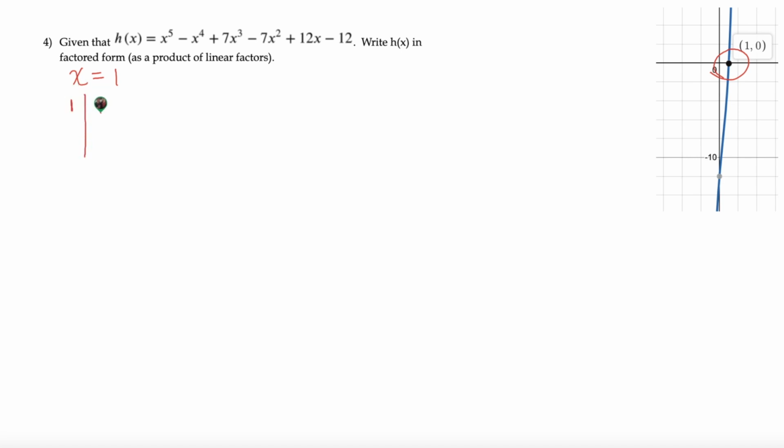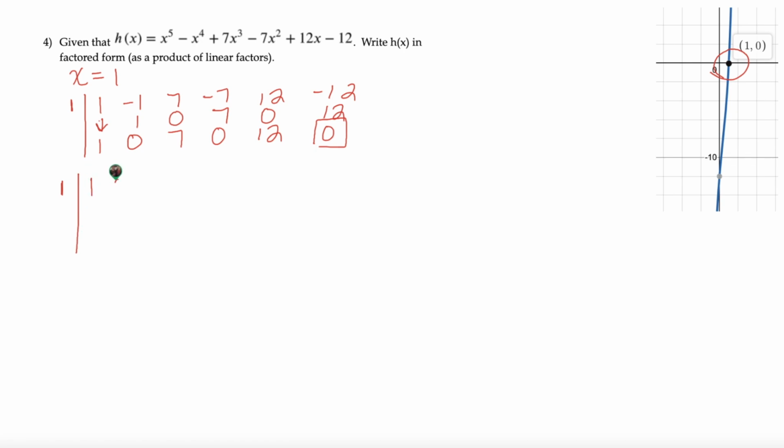And then I'm going to find a reduced polynomial. 1, negative 1, 7, negative 7, 12, negative 12. Bring down the 1. So I have 0. 1 times 0 is 0. So I have 7. Multiply to get 7. Add, we have 0, 0, 12, positive 12, and 0. All right, let's see if it's a multiplicity of 3. So let's try 1 again with my reduced polynomial 1, 0, 7, 0, and 12.